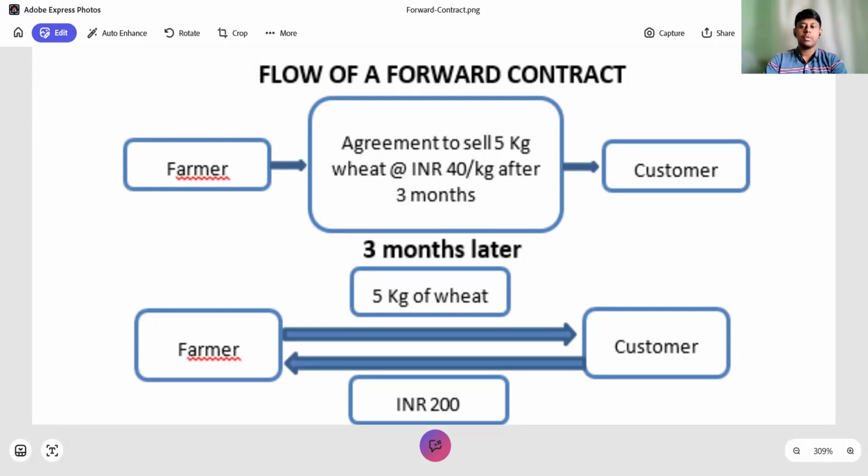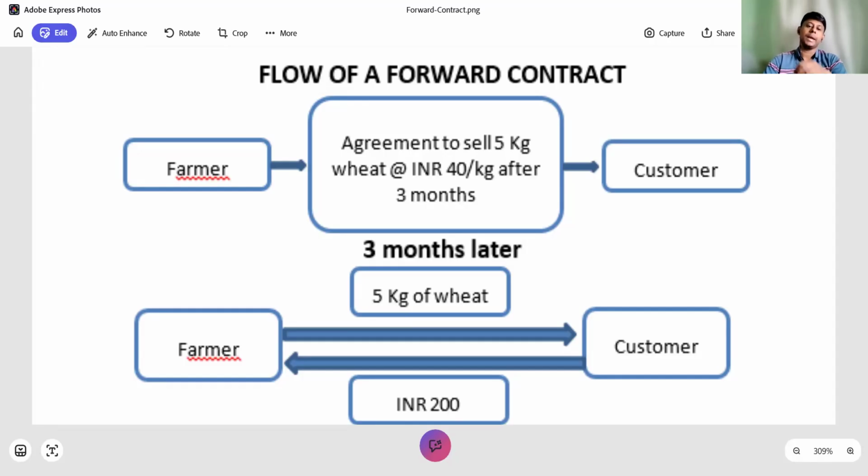Today we are going to understand forward contracts in the simplest way possible. By the end of this video, you will know what a forward contract is, why people use it, and what its advantages and risks are. Let's start with a simple story.